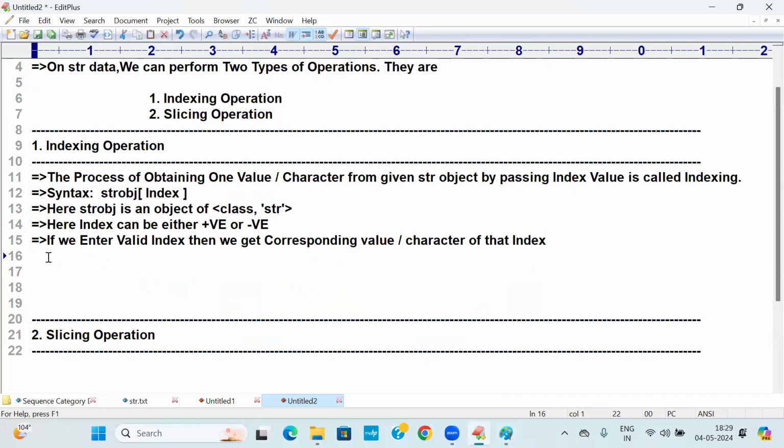Next, very, very important. If we enter an invalid index: already, if we enter a wrong variable name, what is the error? Already I said, name error. If we enter wrong syntax, syntax error. If we enter a wrong attribute, attribute error. If we enter a wrong index, an invalid index, then we get index error. Compulsory question: when do you get index error?